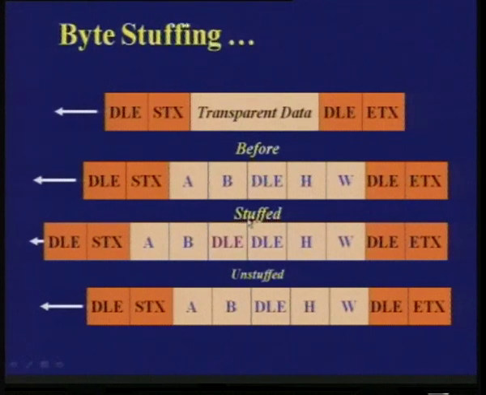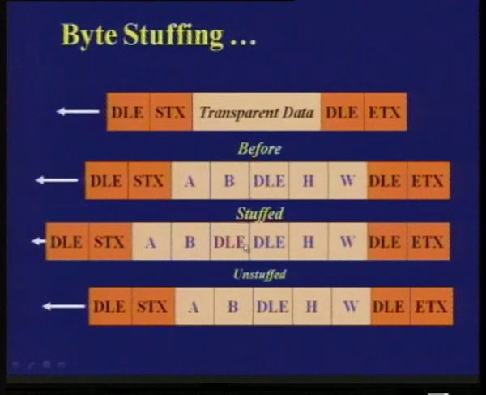To do the character stuffing, you add another character, this DLE character, an additional character is added and sent. So what is actually sent from the sender would be this: the transmitter would send this data, that is DLE STX AB, and you have a DLE character. So there is another stuffed DLE character which is used over here, then followed by HW, DLE and STX.